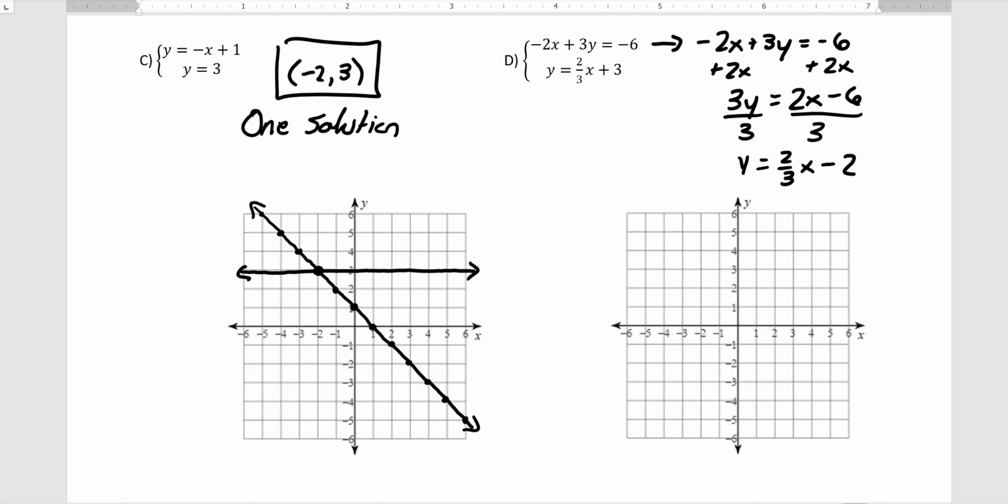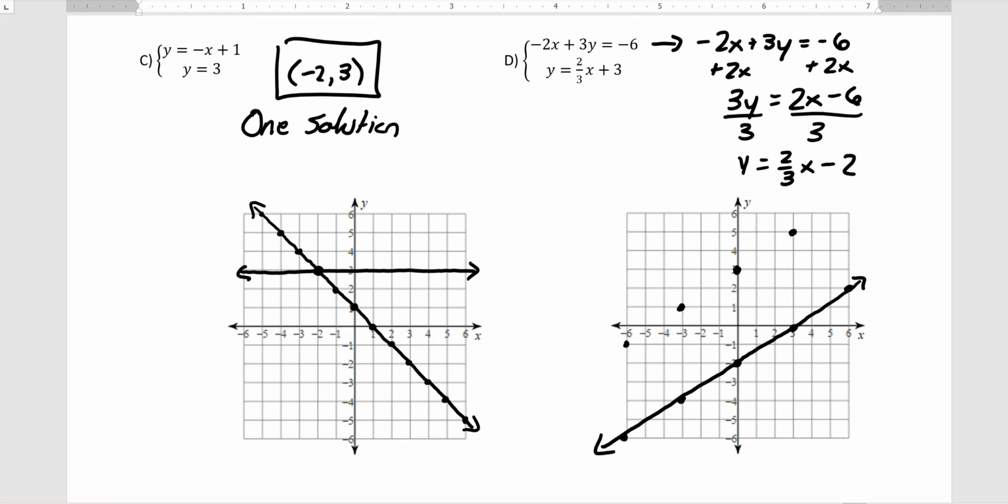All right. So let's graph this. 2/3 x minus 2, y-intercept of negative 2. 2/3 would tell me up 2, right 3, up 2, right 3, down 2, left 3, down 2, left 3. And I can connect my dots. Beautiful. All right, there's one. And then notice, oh, look at the second equation. y equals 2/3 x plus 3. So plus 3 means I start here, and then I do that same slope of up 2, left 3.